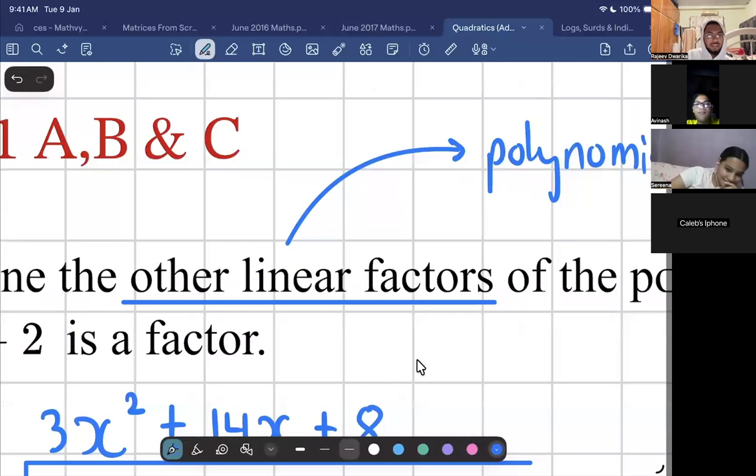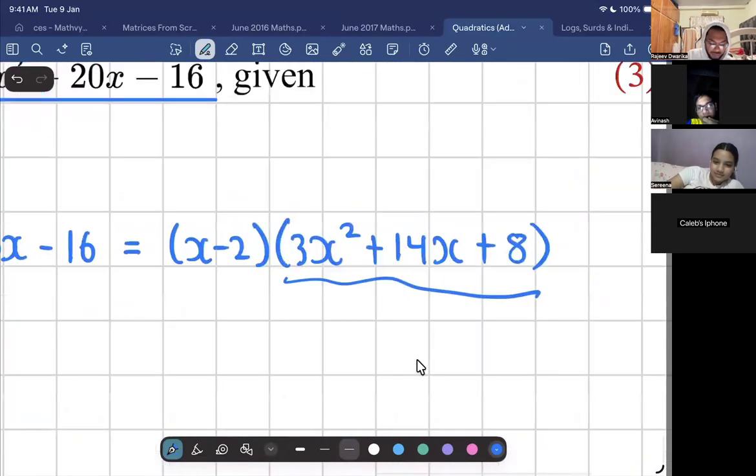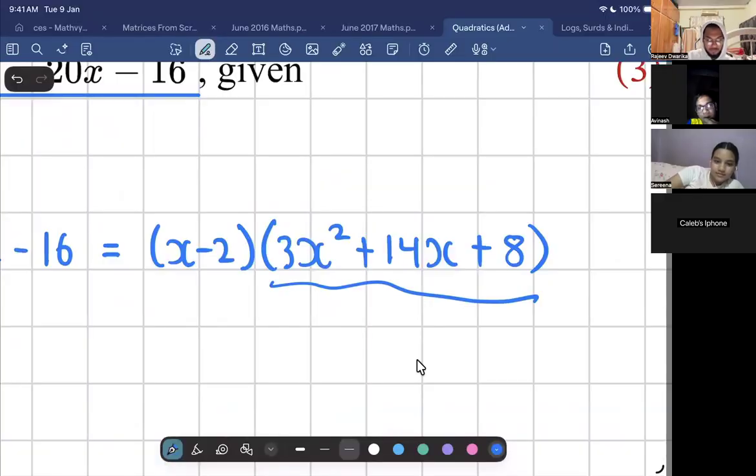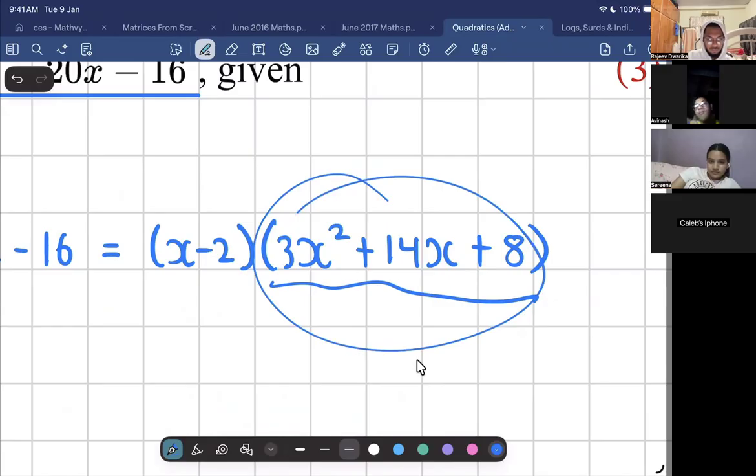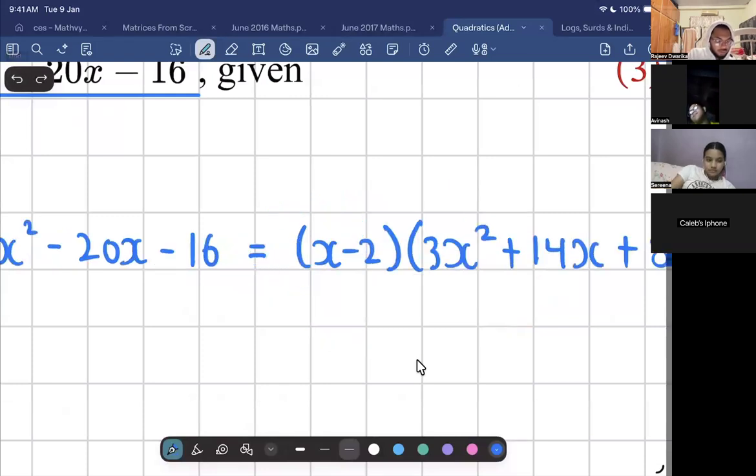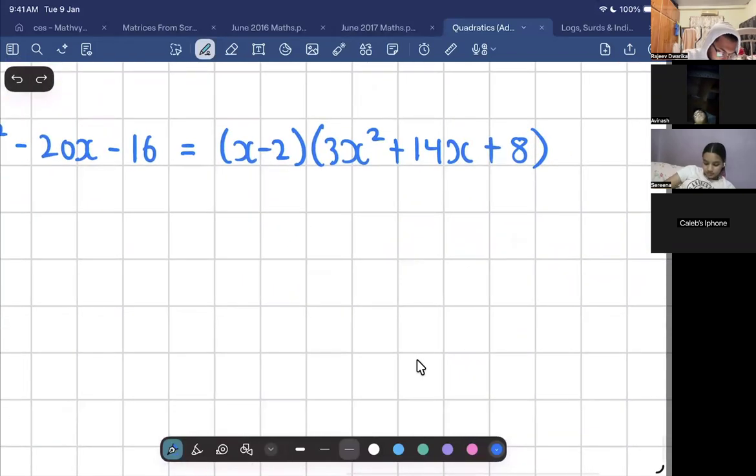Linear factors. Right. A linear factor, what is the highest power of x? 1. So it'll just be x. Right? But over here, the highest power of x is what, Caleb? No, 3 is being multiplied by x squared. The highest power of x here is 2. Oh yeah, my bad. You're not seeing it here, but this is x to the power 1. But the highest power of x is 2. Cool.